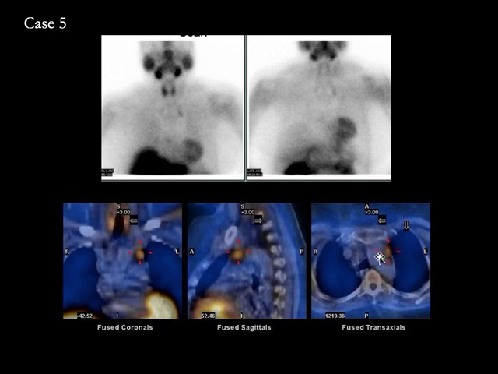Here's the aortic arch on the fused SPECT CT image, and right anterior to the aortic arch in the anterior mediastinum, we see uptake of sestamibi consistent with the ectopic parathyroid adenoma.